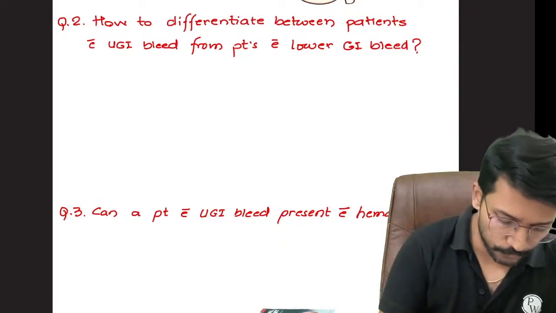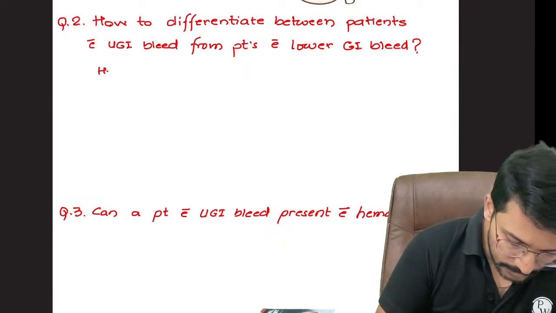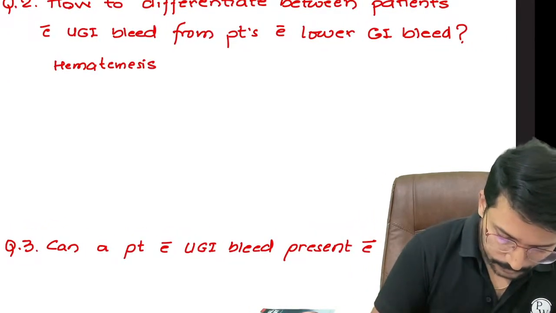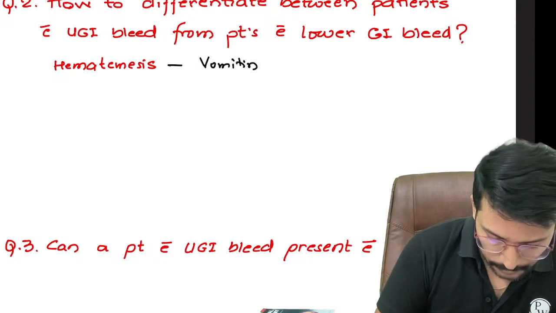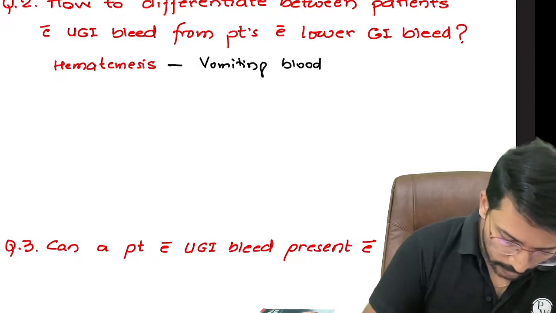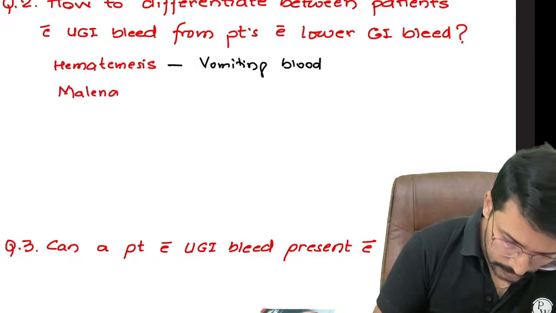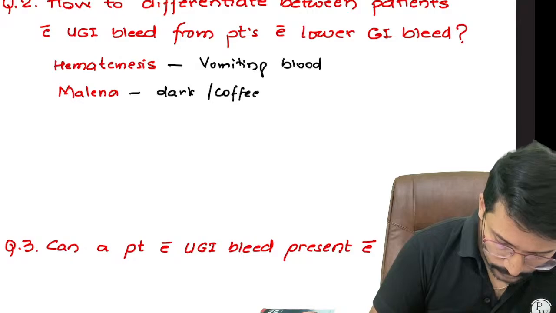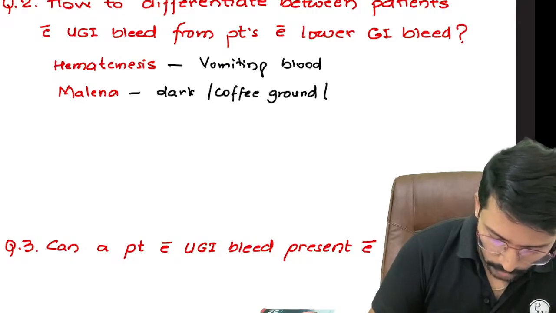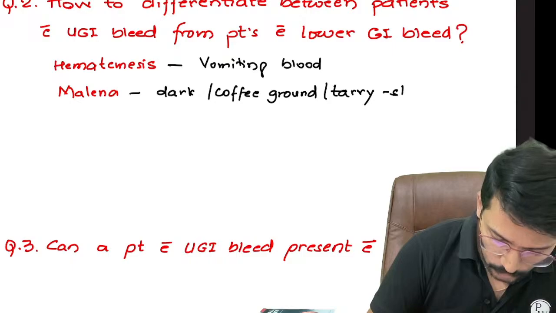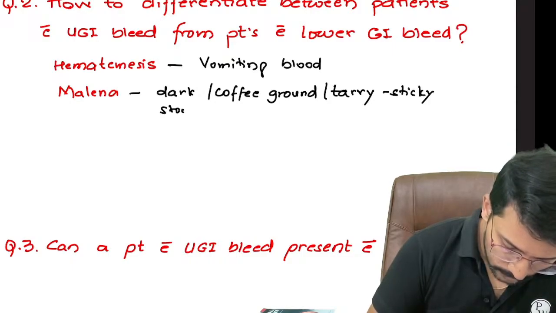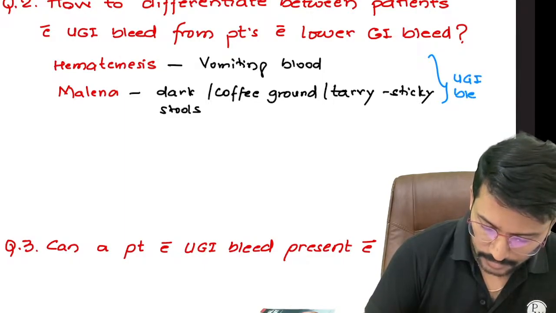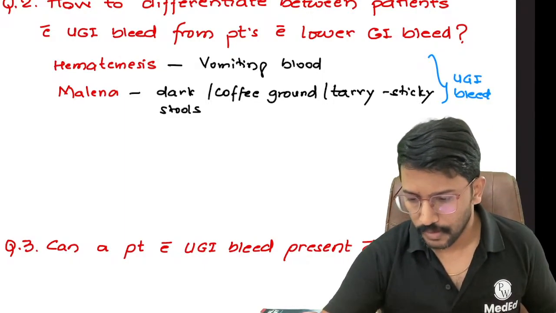So if a patient presents with hematemesis, that is vomiting out of blood, and if the patient presents with melena, that is dark, coffee ground, like looking like coffee, right? Coffee ground or tarry sticky stools. Both of these are suggestive of upper GI bleed.